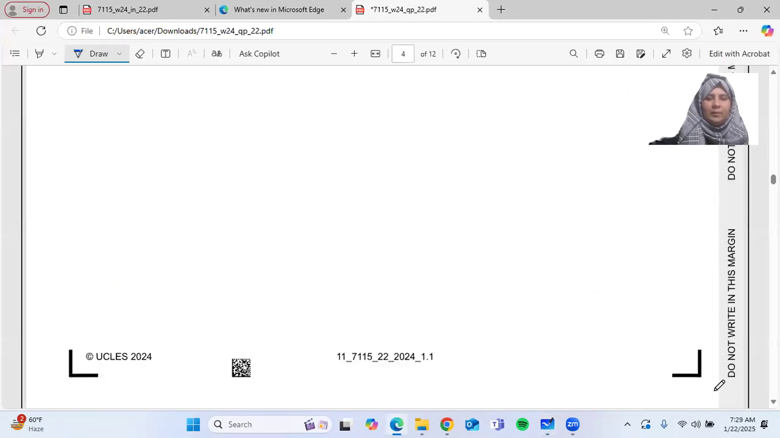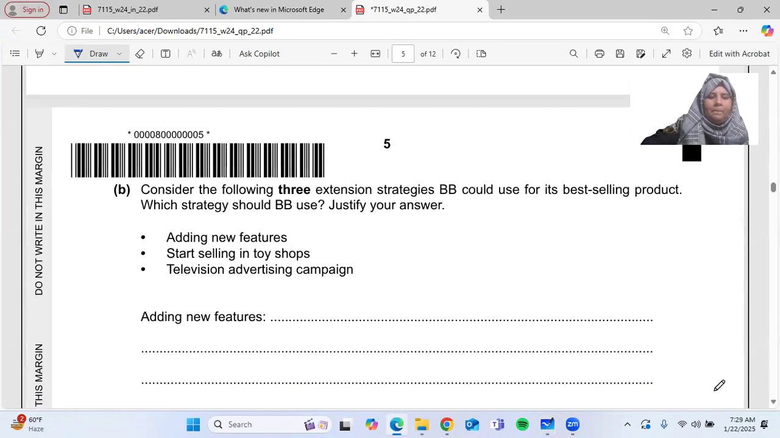Let's see the B part of the second question. In the B part, consider the following three extension strategies BB could use for its best-selling product. Which strategy BB should use is the answer to give. First one is adding new features. Second one is start selling in toy shops. Third one is a television advertising campaign.